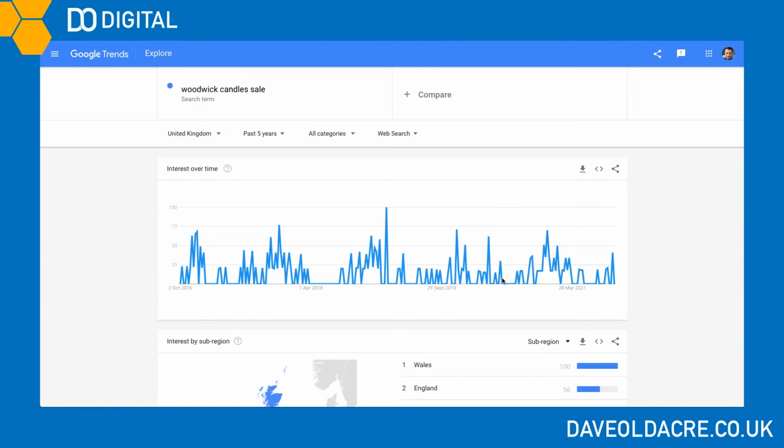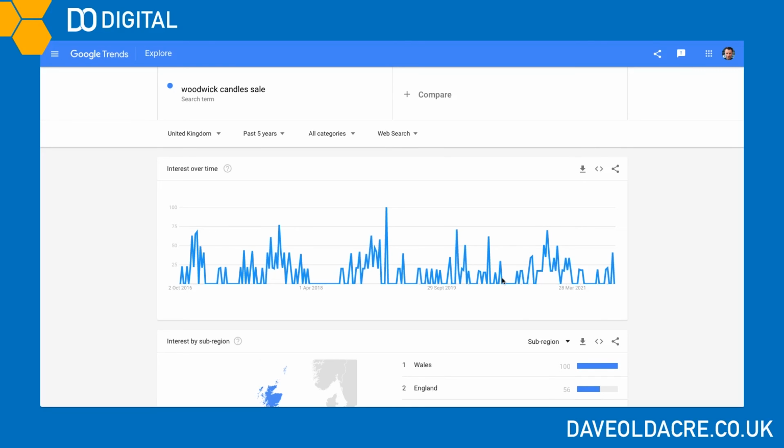So it's really worth investigating Google Trends, having a good look round and thinking about the search terms and topics that people are going to be looking for, because that can help you to think about the content that you need to create and write on your website to help you rank for those different search terms and topics that your potential customers are looking for.